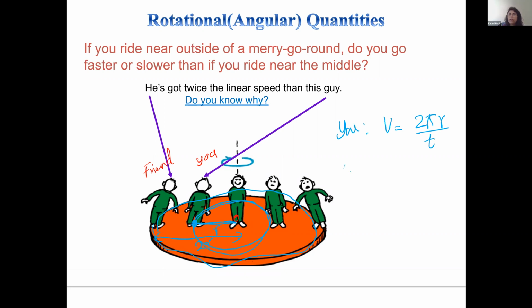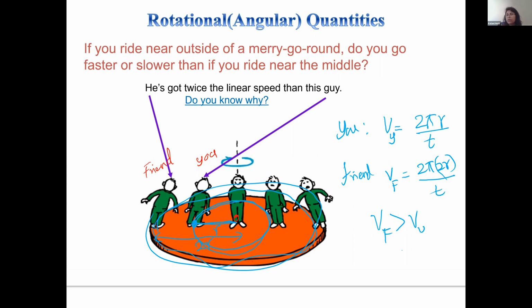So what happened to your friend? Your friend has a different velocity. This is your velocity. This is your friend's velocity. For your friend's velocity, you have the whole circumference, that's this long one, right? That will be 2 pi. Now the radius is 2r, not the r. Divided by, do they take different time? No. If they are sitting on the same line on the merry-go-round, they will come back at the same time, completing one cycle. So now what you see is, V finally, my friend's is greater than yours. How much? Twice yours. So why? Because it is double the radius, right?